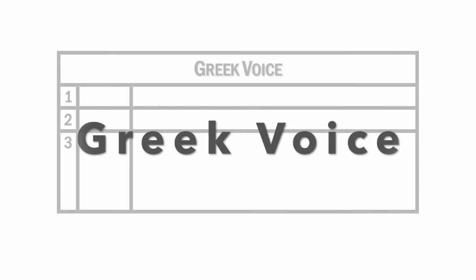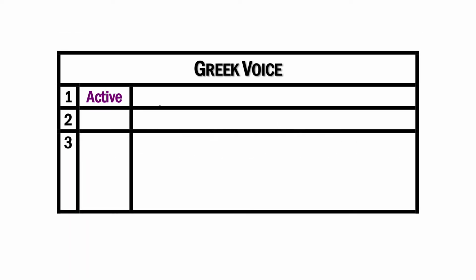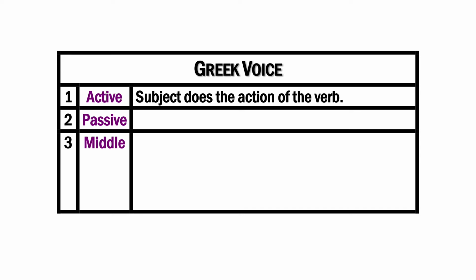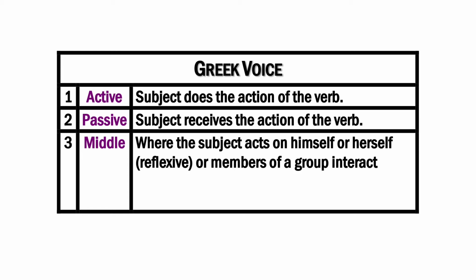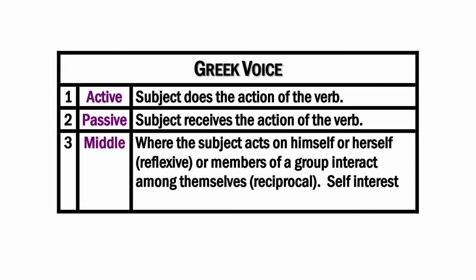Okay, let's go into more detail on the Greek voice. You have active, passive, or middle voice. In the active, the subject does the action of the verb. In the passive voice, the subject receives the action of the verb. And in the middle voice, the subject acts on himself or herself, reflexive, or members of a group interact among themselves, reciprocal. Self-interest may be reflected in the middle voice.